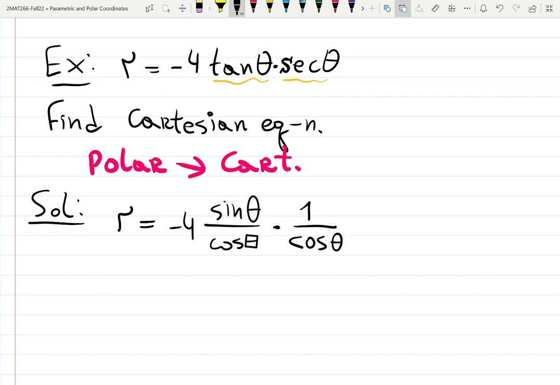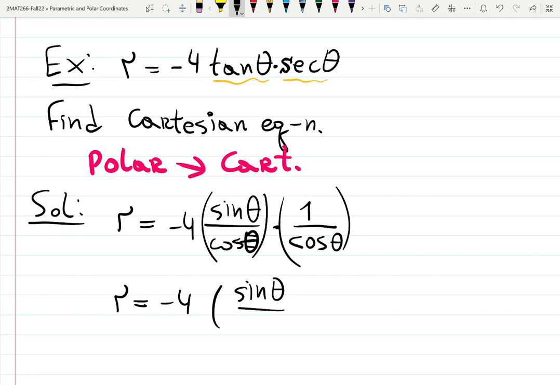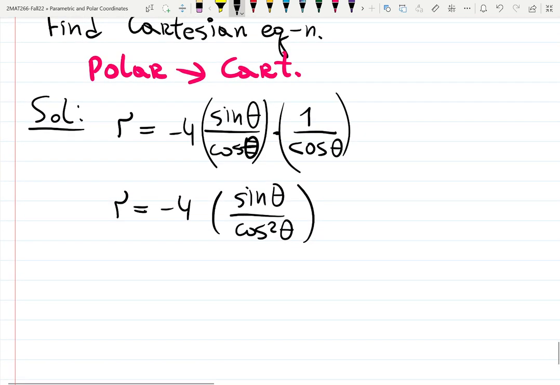1 over cosine. Look at this cute square. That's interesting. So it did not cancel out. Kind of made it worse, but whatever. It is what it is. Recently, I'm saying it too often. Sine theta over cosine squared theta. This is what we have. Okay, so now at least we have sines and cosines.